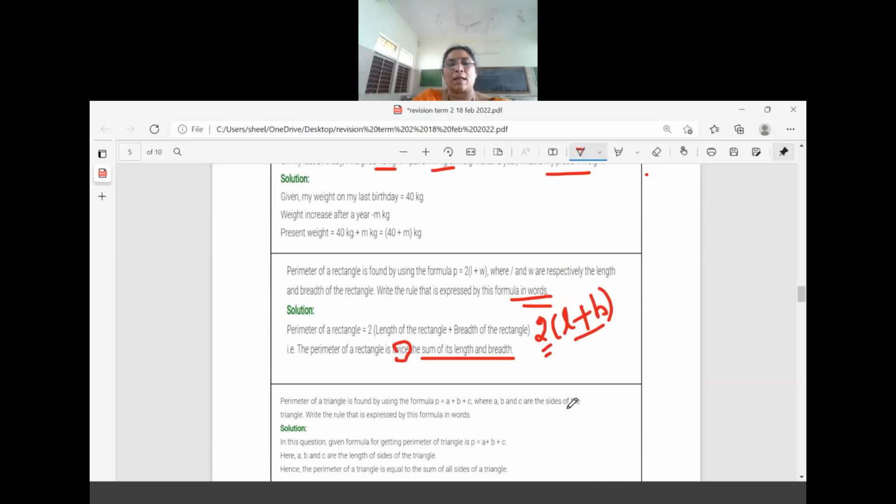Now one more question, let me finish. Time is already gone. So the perimeter of the triangle, P equal to A plus B plus C. What is the rule expressed by the formula in words? What is that one? Sum of all the three sides. How to write that in words? The perimeter of the triangle is equal to the sum of all the sides of the triangle.